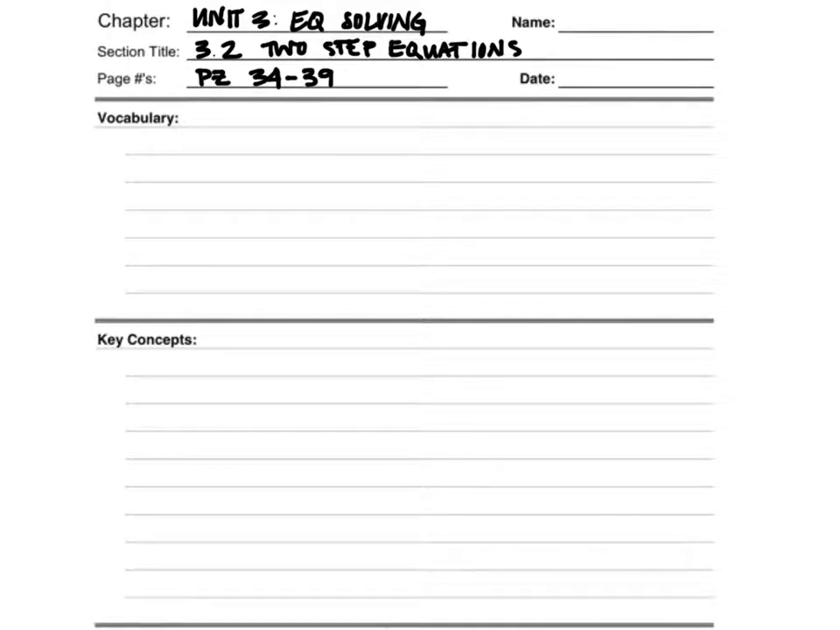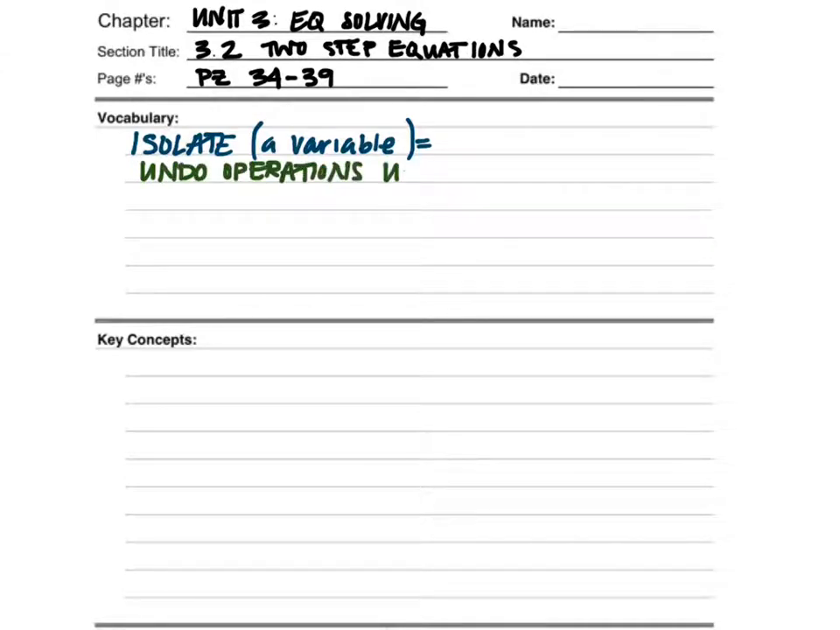The first vocabulary word we're going to start with is isolate a variable. So the idea here is isolate is the vocabulary word we're working with, and we're working to isolate a specific variable. And reminder, variables are letters. So when we take a look at this, we want to undo operations that cause a variable to be alone. So we're going to undo the operations until the variable is completely by itself.